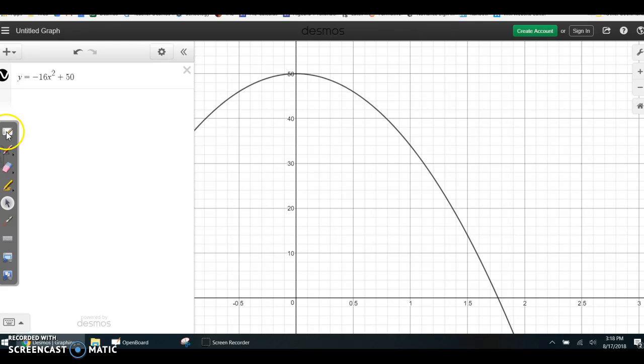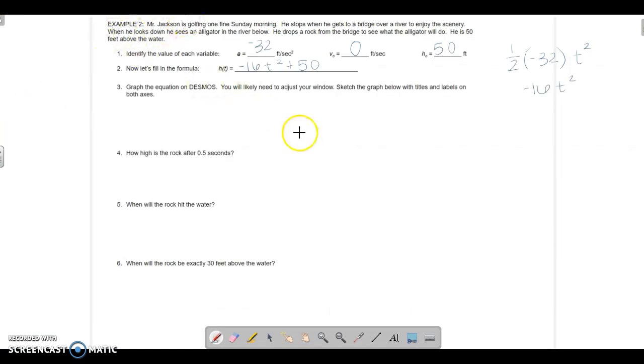So let's go ahead and sketch this. And the biggest thing is just recognizing that you're not going to have the entire parabola over here. It's going to go down like this from that 50 feet in the air. So this is going to be 50. This is our height in feet. This is our time.